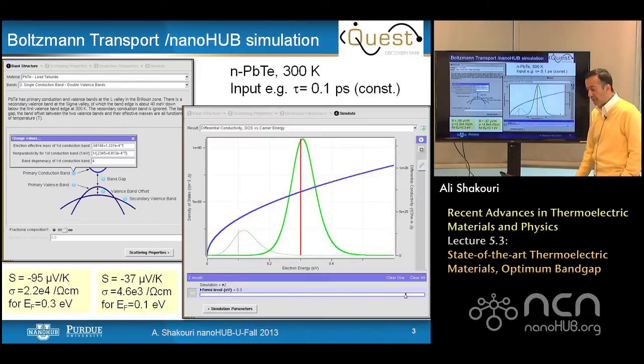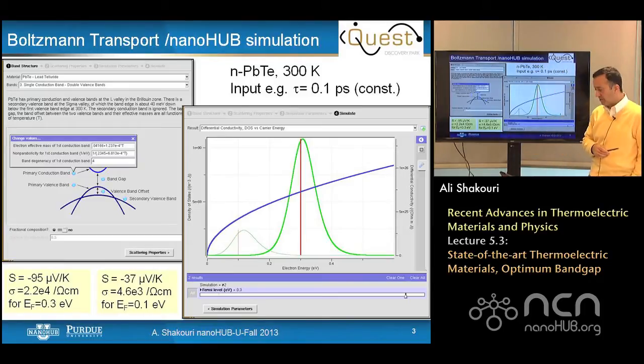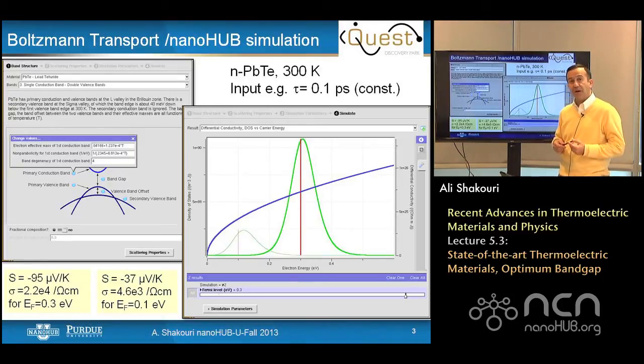Then the program calculates the density of states and this transport distribution function at different dopings, and, for example, the calculated Seebeck coefficient and conductivity. By playing with this, you can start to understand some of the trade-offs that exist when you change some of the scattering parameters and the energy dependencies, and how the electrical conductivity and the Seebeck coefficient change.